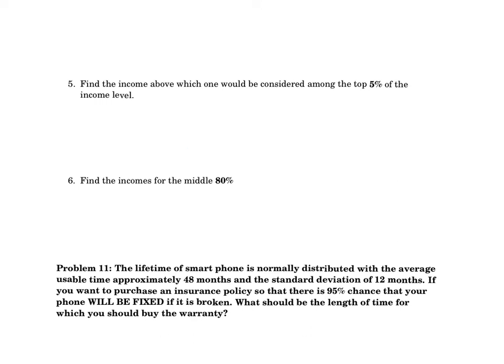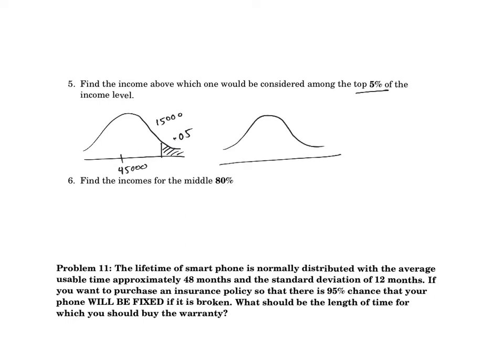Now this part of the normal distribution problem is exactly like the last one. Instead of the bottom 5%, we are talking about the top 5%. So again, this time you are looking for the right side. This should be 0.05, or 5%, in the top category, with mean 45,000 and standard deviation 15,000.